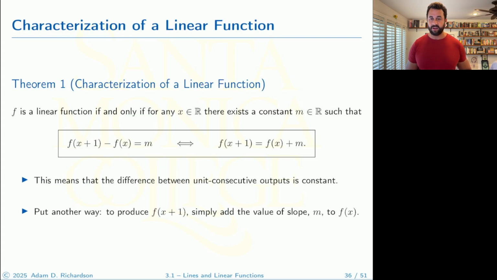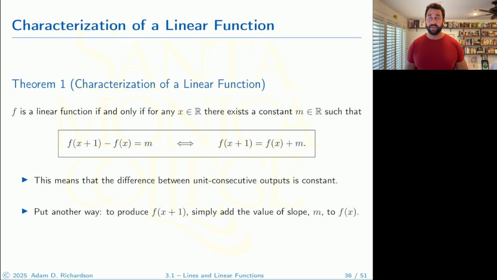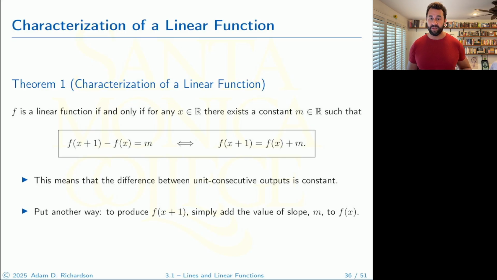Now, let's talk about something important about a linear function. Let's talk about the characterization of a linear function. So we will see something similar to this in chapter 4 when we talk about exponential functions, but the characterization of a linear function is essentially the behavior that a linear function exhibits that defines it to be linear. So characterizations can often be taken to be an equivalent definition.